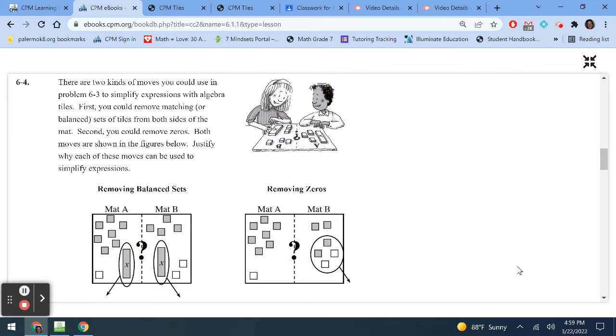Problem 6-4 says there's two types of moves that you could use in problem 6-3 to simplify expressions with algebra tiles. First, you could remove matching or balanced sets of tiles from both sides of the mat. Second, you could remove zeros. Both of the moves are shown in the figures below. Justify why each of these moves can be used to simplify expressions.